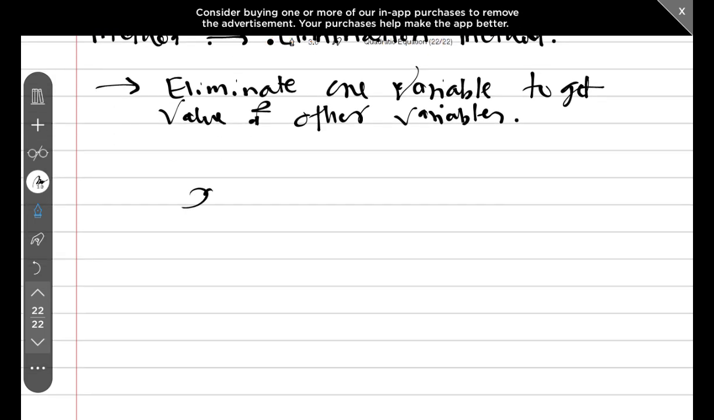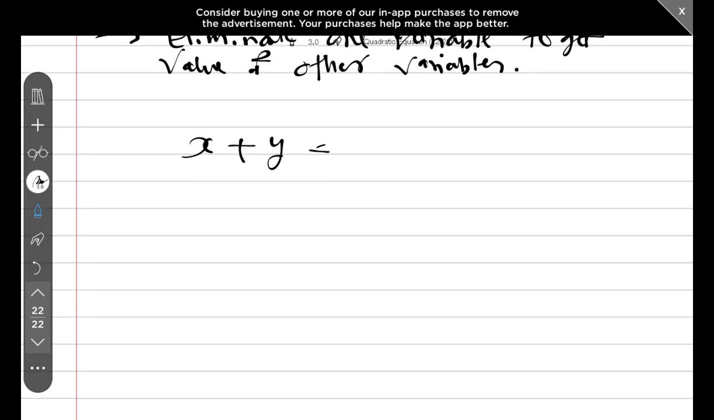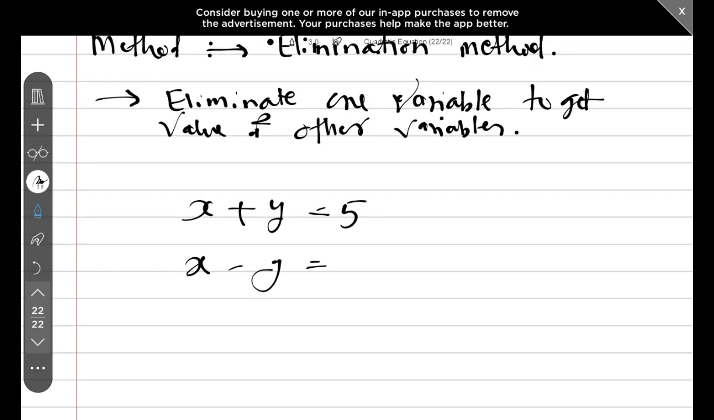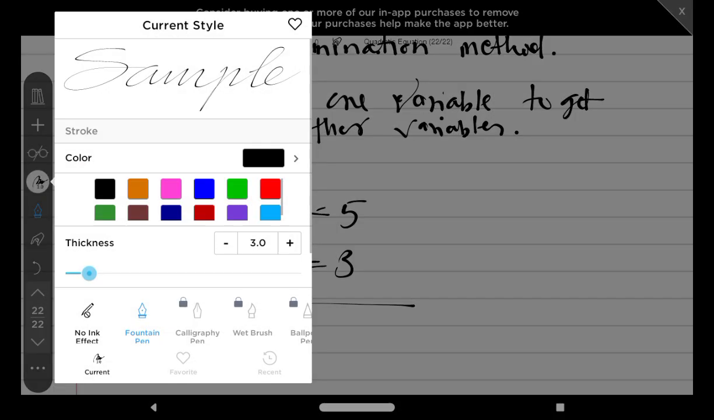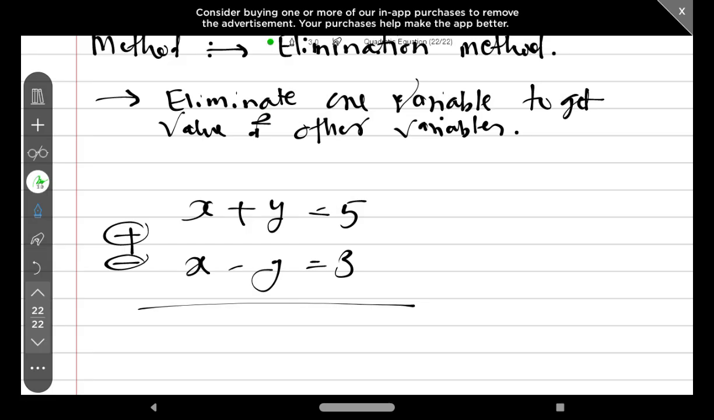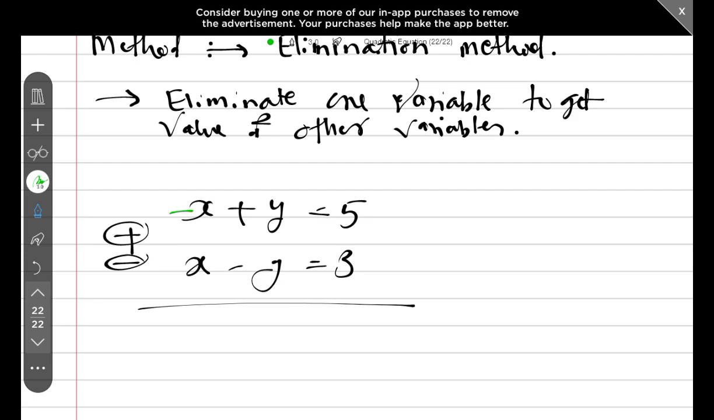Simply put, suppose we have the equation x plus y is equal to 5, and we also have x minus y is equal to 3. So we have these two equations. Now we can do some operations like addition or subtraction, and by performing these operations it's possible to eliminate one of the variables. Here x is positive, and in the second equation x is also positive; y is positive in the first, but in this case y is negative. So by simply doing addition we can eliminate y.